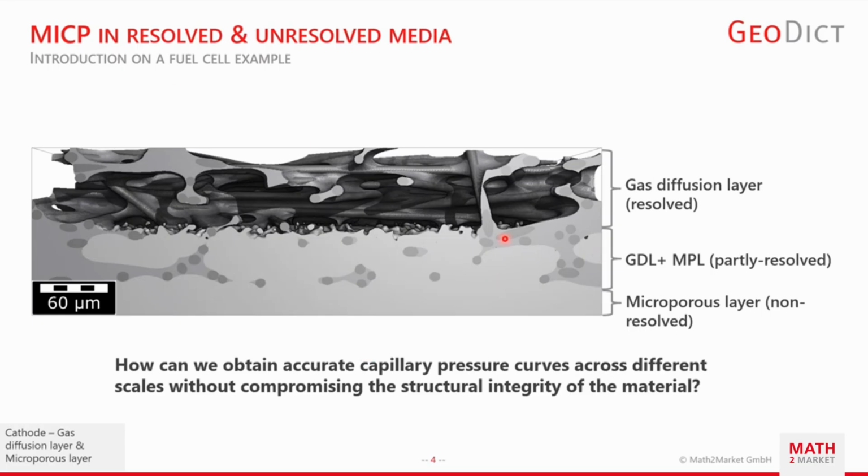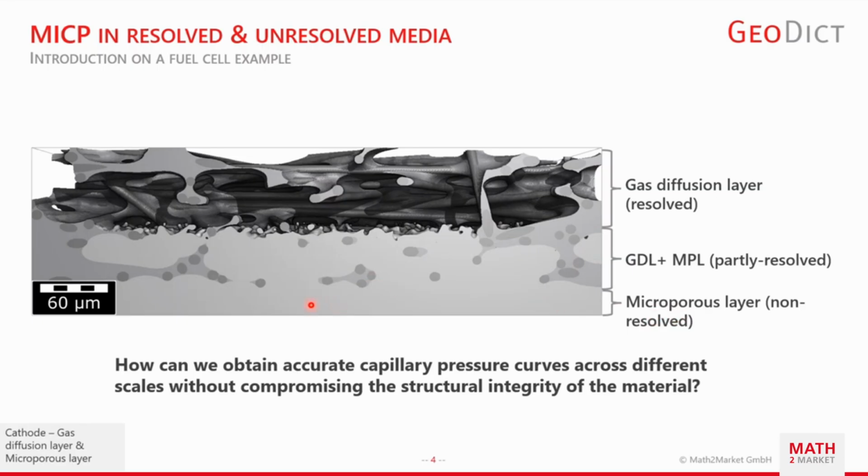As was shown before, a compound of a GDL-MPL would look like this, where we have on top the gas diffusion layer that is resolved by your microCT or by some structure generator in GeoDict. Then we have a mixture of GDL and MPL, where we have partly resolved parts of the microporous layer and the GDL present, and then a homogenized microporous layer on the bottom of the structure.